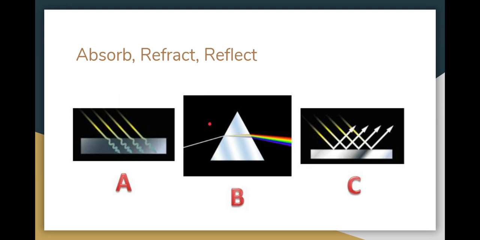B, we're showing refract. Refract means to bend a little bit. You see that the light wave comes up here, it hits the glass prism, and instead of going straight like it was, it actually bends a little bit down. So refract means to bend. And the last one is reflect. Reflect is when you bounce off of something. So if I shone a light wave on something and it bounced off, that would be reflecting, like a mirror. A mirror will reflect light waves really well.